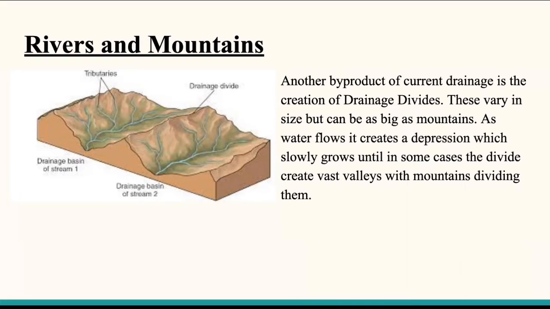If precipitation happened on one side of the drainage divide, it would go straight into that drainage basin and not the other, whereas if it happened on the other side, it would go into that one. And this picture is a great example of that.